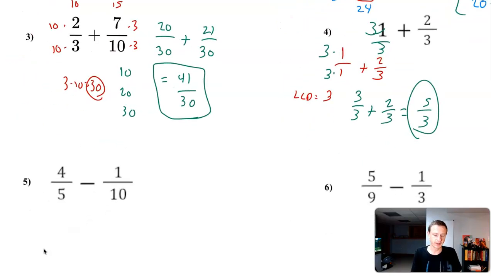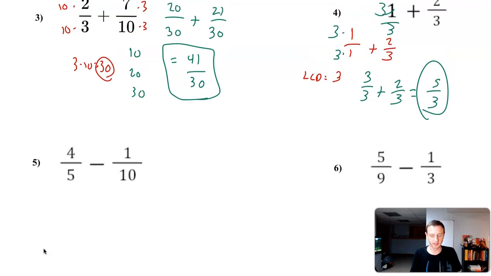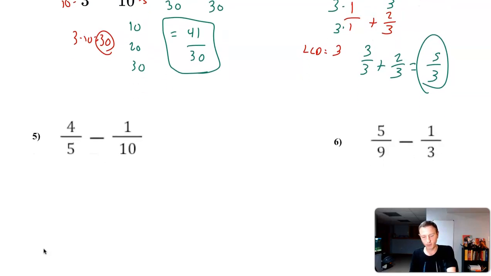So these next two I have, these are examples of why it's not always the best to just multiply your denominators together. Because you don't always need to. If I took that method of just multiplying the denominators, 5 times 10 is 50, I'd have to make this 50. So I'd have to multiply this by 10, multiply this by 5, and that's going to make the numerators a little bit bigger. But we don't need to, because here's why.